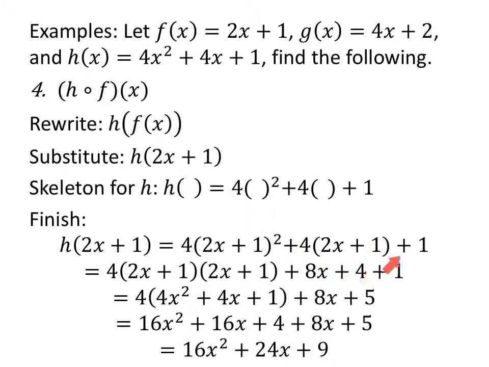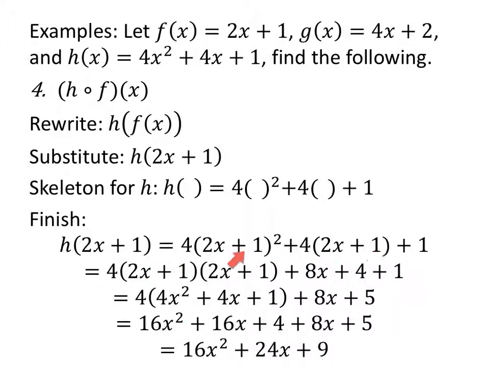8x plus 4 plus 1, this 4 plus 1 makes a 5. When I distribute my 4 times everything in parentheses and combine like terms, I'll have 16x squared. 4 times 4x is 16x, plus 8x makes 24x. 4 times 1 is 4, plus 5 makes 9.